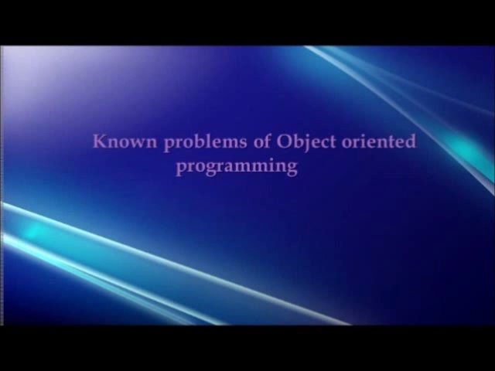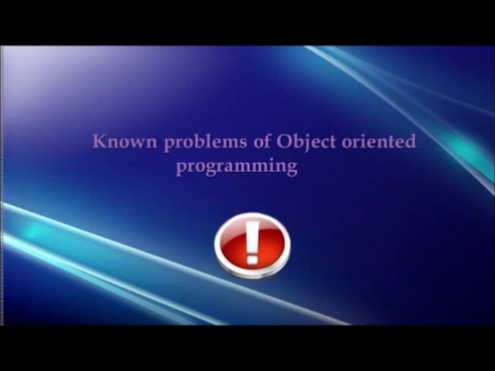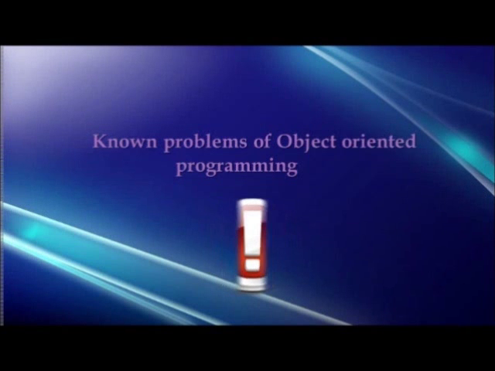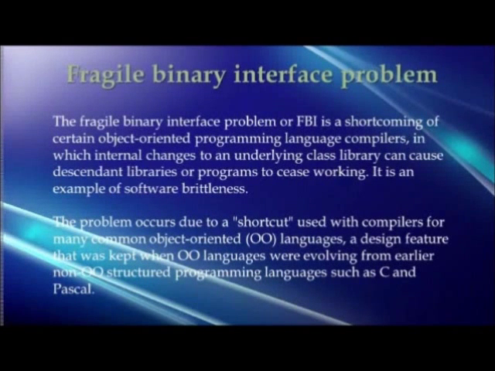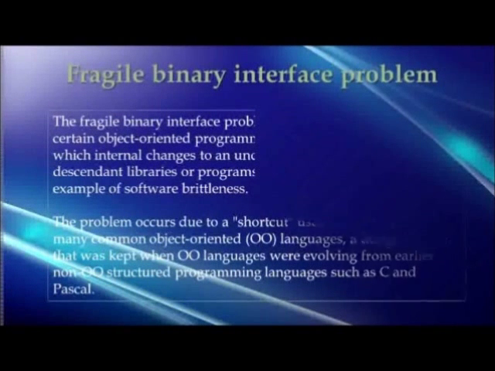Known problems of object-oriented programming. Fragile binary interface problem. The fragile binary interface problem, or FBI, is a shortcoming of certain object-oriented programming language compilers, in which internal changes to an underlying class library can cause descendant libraries or programs to cease working. It is an example of software brittleness. The problem occurs due to a shortcut used with compilers for many common OO languages, a design feature that was kept when OO languages were evolving from earlier non-OO structured programming languages such as C and Pascal.